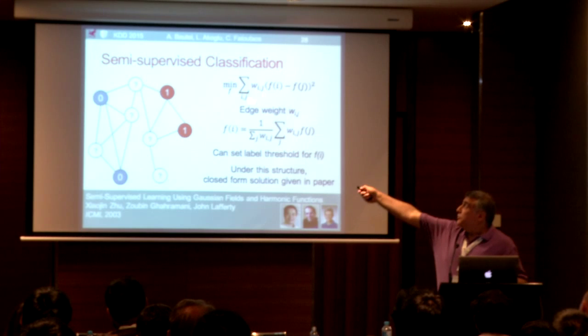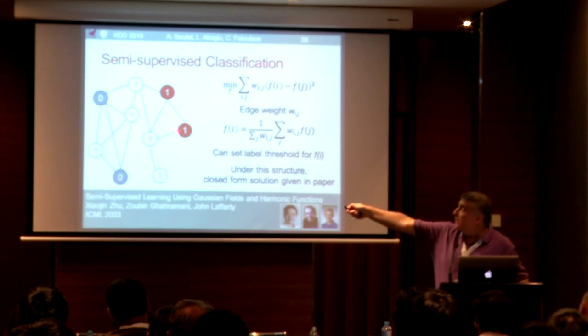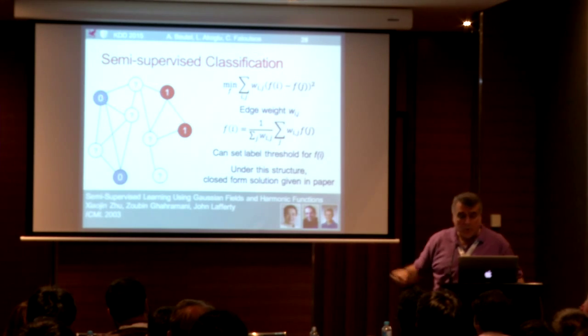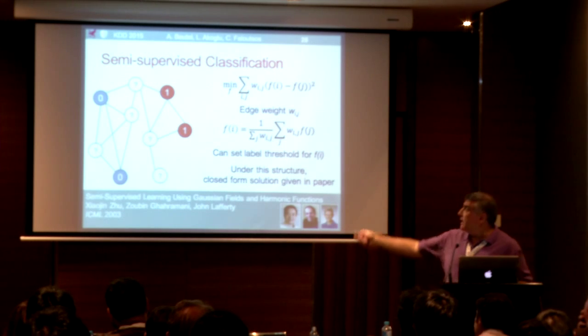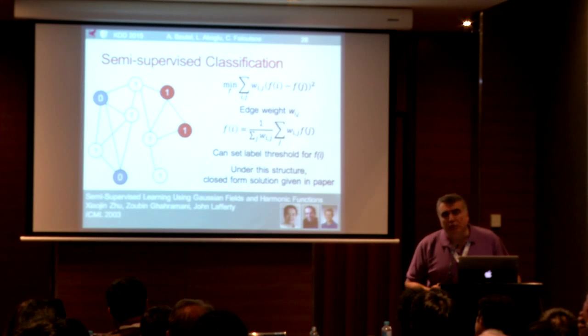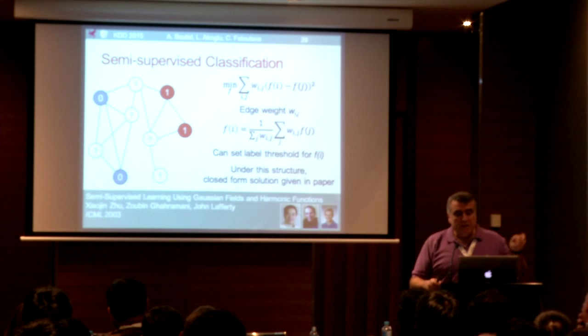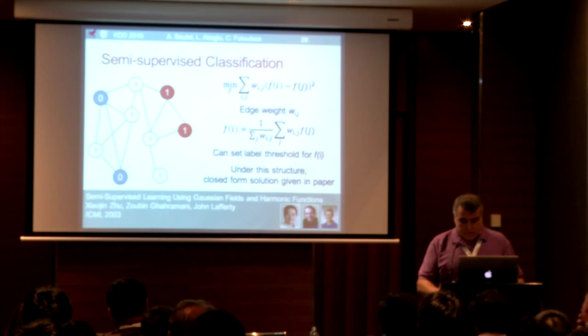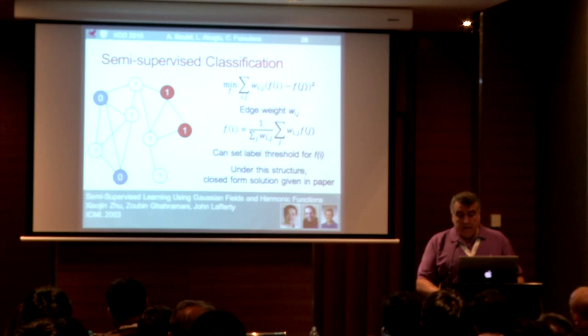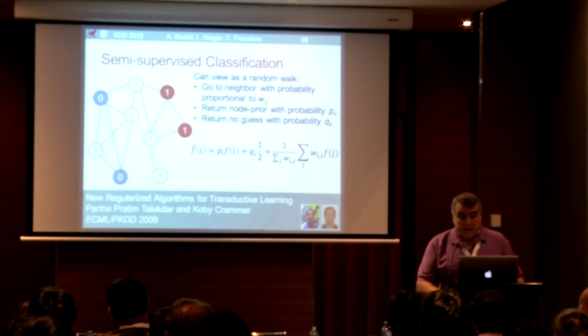So try to minimize these scores, given that this node is definitely red, this node is definitely red, this node is definitely blue. And it turns out that the right score is the average of your friends. Whatever score you eventually find for everybody, this should be the average of all your one-step-away neighbors. And there is a closed-form solution, and this makes a lot of sense.